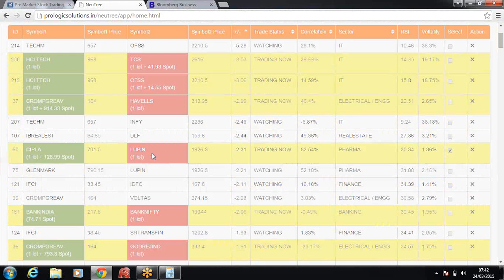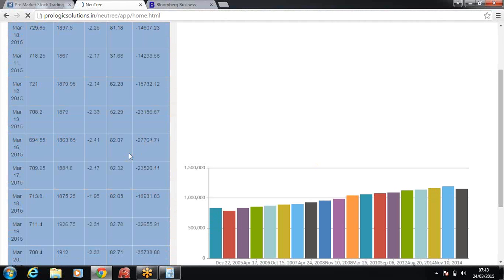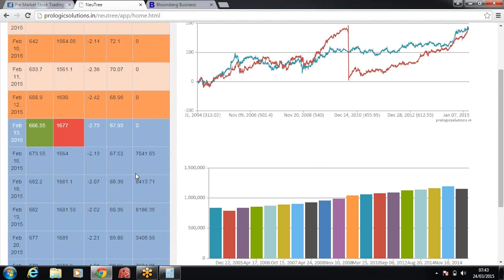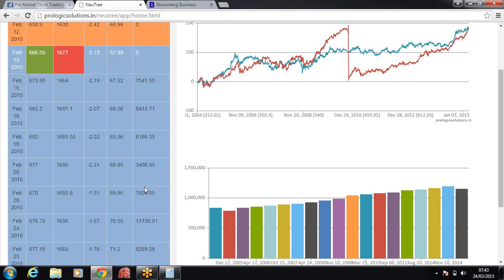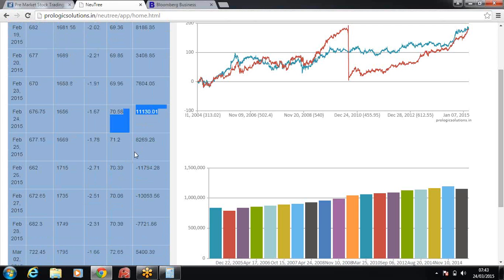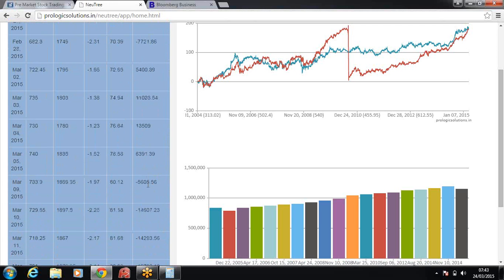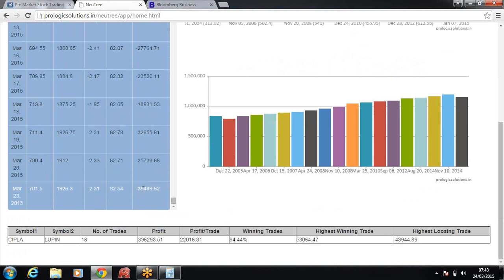So Cipla and Lupin is a currently running trade. Correlation is 82%. You can see this particular trade was generated on the 13th, with a z-score of 2.74. So 8,000, and roughly around 1.67, that is 1 point down, around 11,000 rupees profit. And then it became negative. Now there is a 38,000 loss, but you have already booked profit.